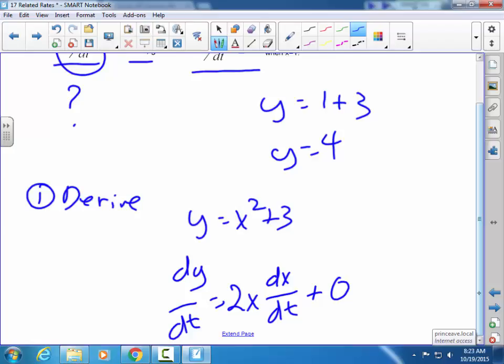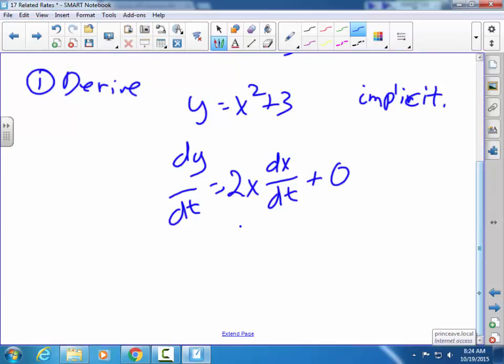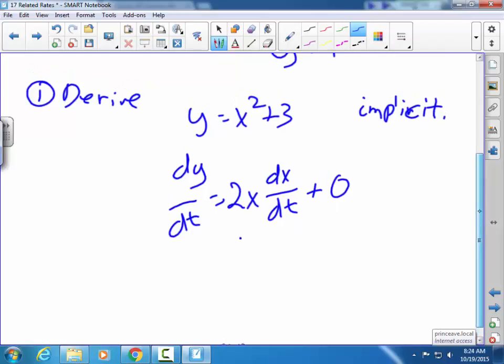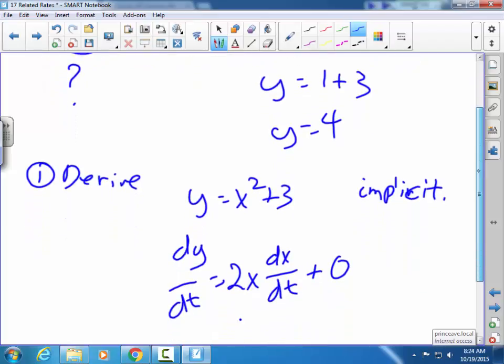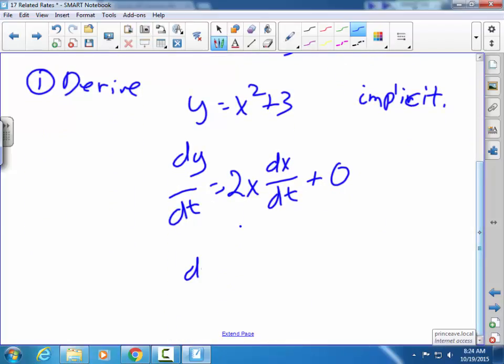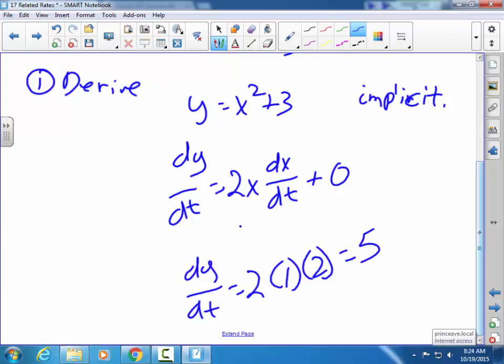What's the formal official name for this then? What kind of differentiation are we doing here? Anybody remember? Implicit differentiation, okay? So everything you do with related rates is going to be implicit differentiation. So now we have an equation, dy over dt equals 2x dx dt. We know that x is 1. We know that dx dt is 2. So we are looking for this, dy over dt equals 2 times 1 times 2. So dy dt is 5.